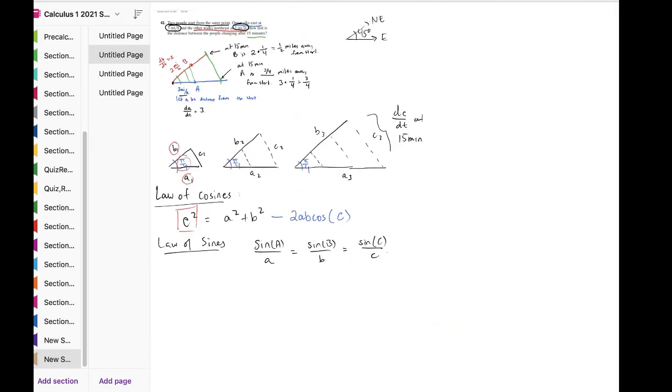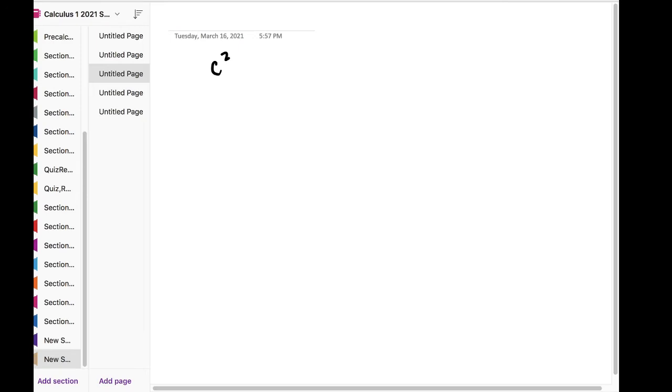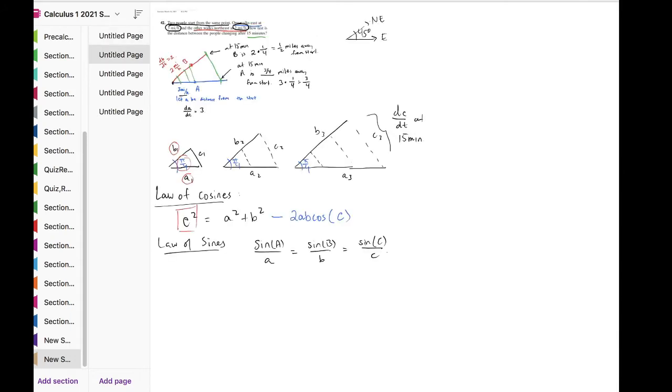Okay, so let's do that. Let's do a new page. So we have that c squared is equal to a squared plus b squared minus 2ab cosine. Let's say, we can say capital C. Should we put theta here? Actually, that won't matter. Why doesn't it matter? What is this always? What is big C, or the angle?